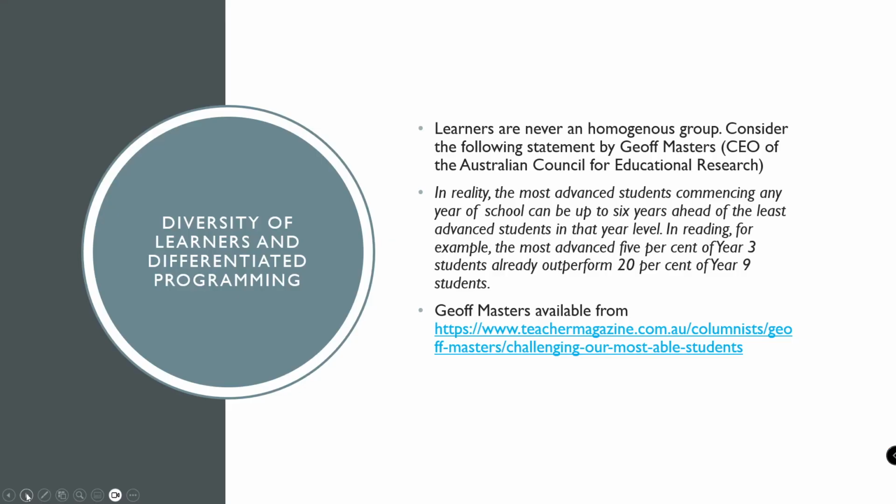Diversity is a big part of this as well. This is the sort of reality that Jeff Masters, who is the CEO of the Australian Council of Educational Research, pointed to. The most advanced students commencing at any year level can be up to 6 years ahead of the least advanced. It's not unique globally, but it is a pretty uniquely Australian problem here, where the most advanced 5% of year 3 students already outperform 20% of year 9 students. That's just the world you are going to be operating within.